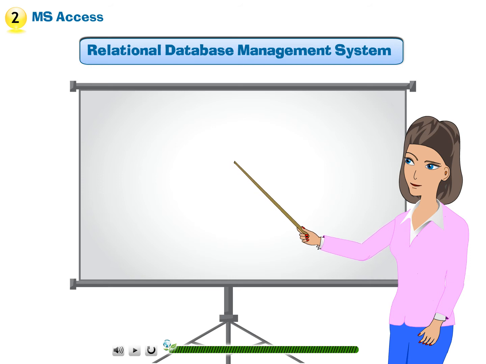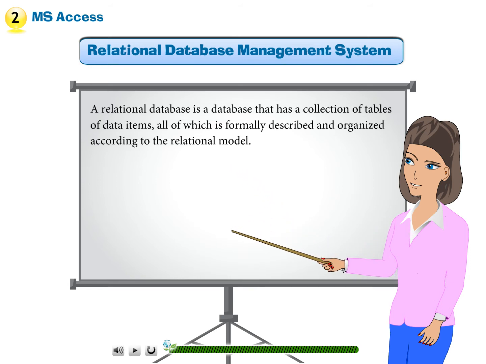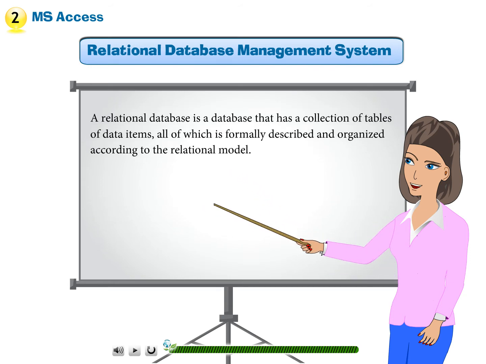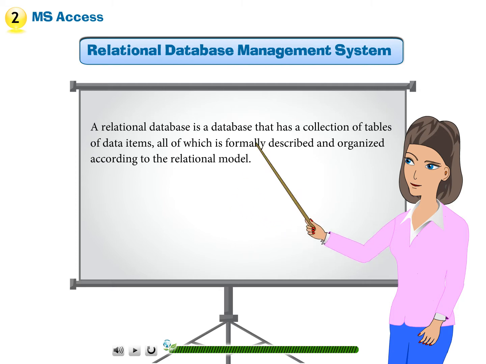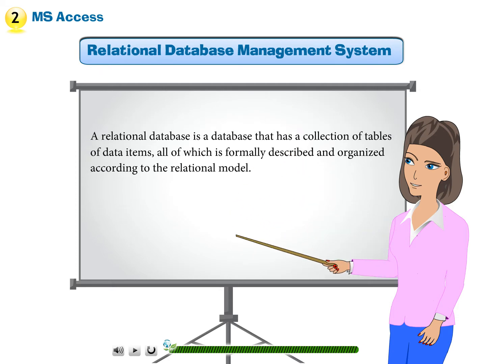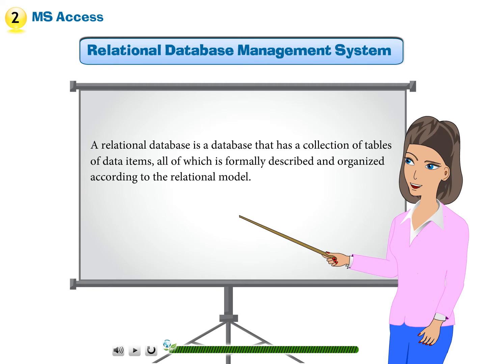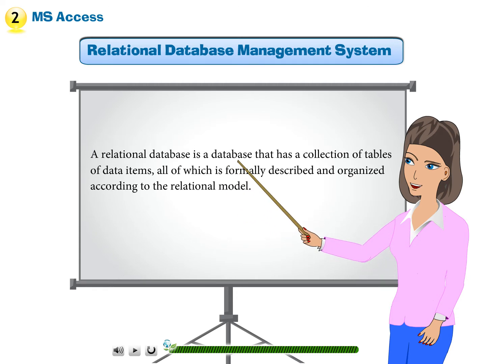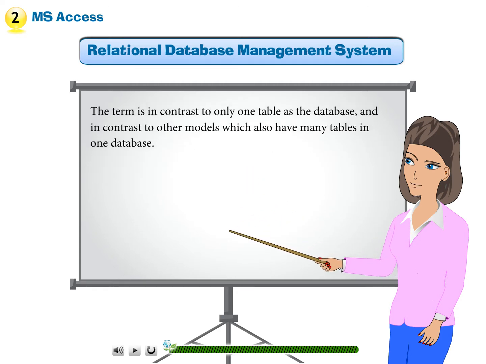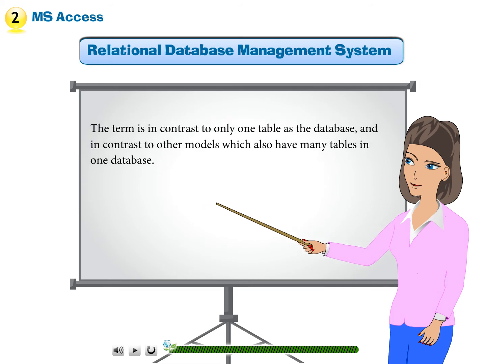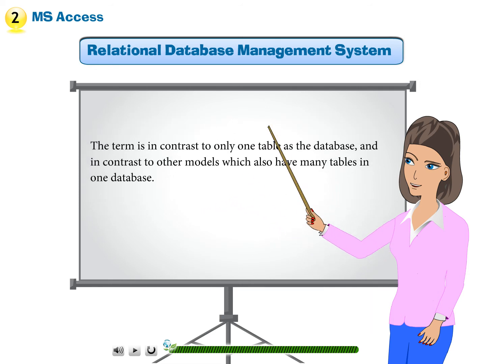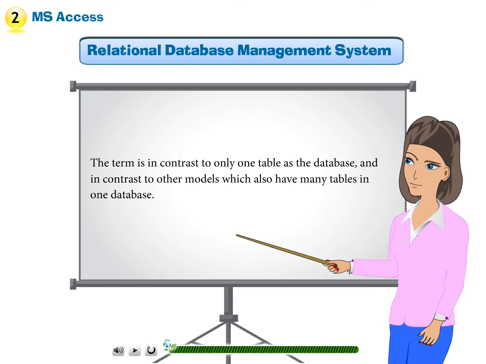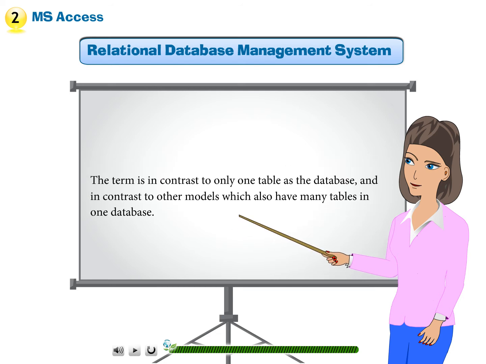Relational Database Management System. A relational database is a database that has a collection of tables of data items, all of which is formally described and organized according to the relational model. The term is in contrast to only one table as the database, and in contrast to other models which also have many tables in one database.